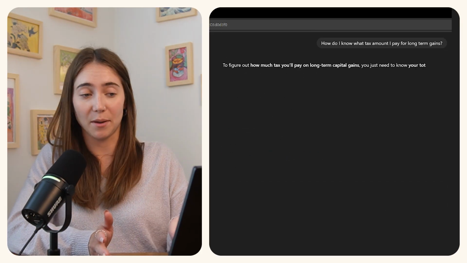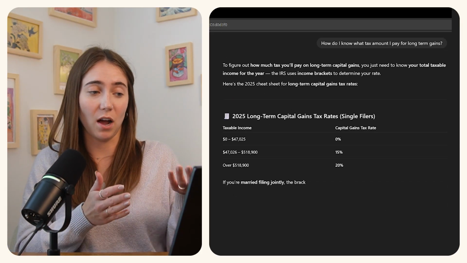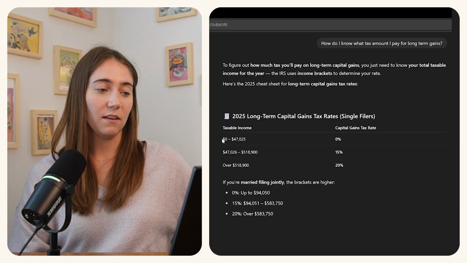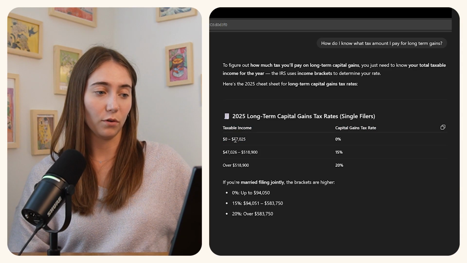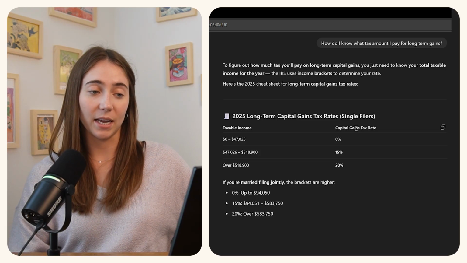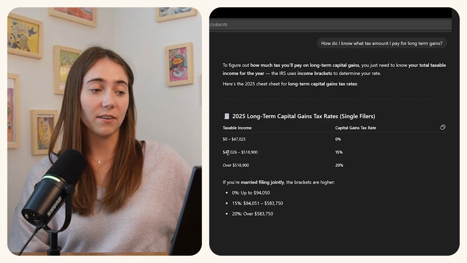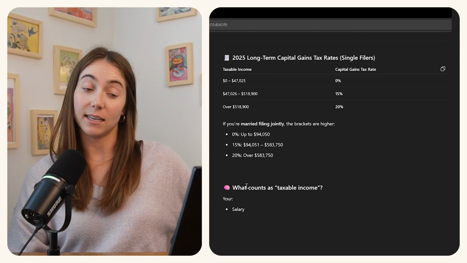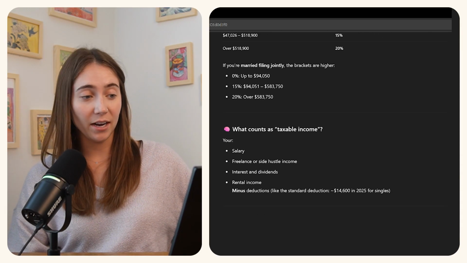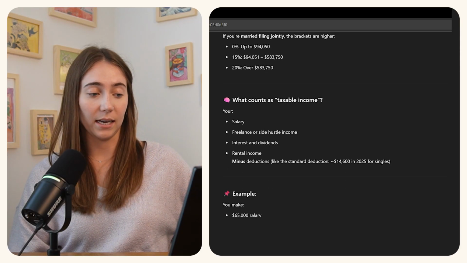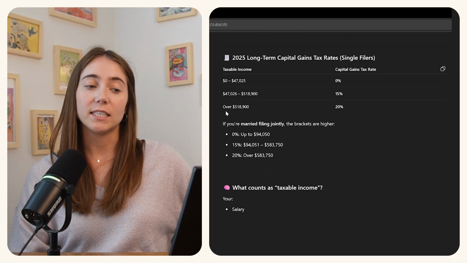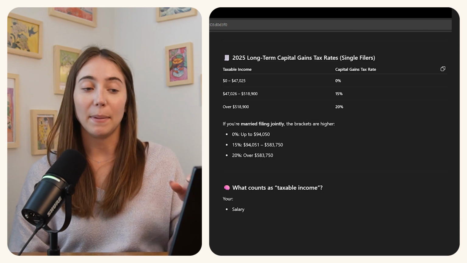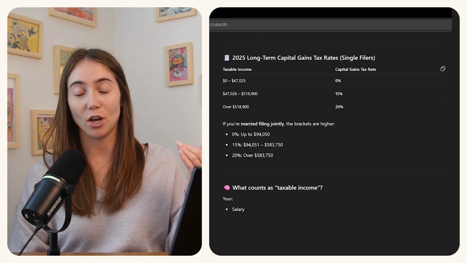How do I know what taxes I pay for long-term gains? It just gave me 3 different options of how much I pay. So basically, it's saying that if my taxable income is $47,000, my capital gains tax rate is 0%. If it's 47,000 to 518,000, it's 15%, and over that it's 20. And it's telling me what counts as taxable income is my salary, freelancer side hustles, rental income, all that kind of stuff. So if you make over $47,000 at your job, if you sell a stock that's in a brokerage account and it made money, you have to pay 15% taxes on the amount of money you made.